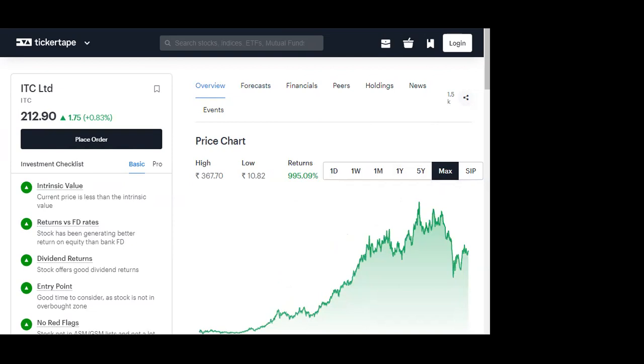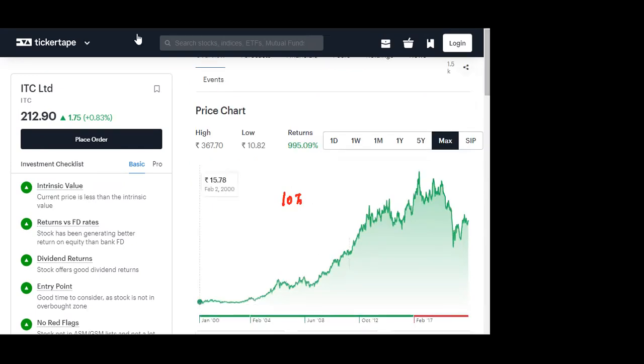For example, if you talk about the maximum, what do you think? It is 995% return, around 1000% return. 10 times more. But obviously, the time is 20 years. And they are making losses after 2017. Consistent losses after 2017. Till 2017, they were consistently making profit, no losses.